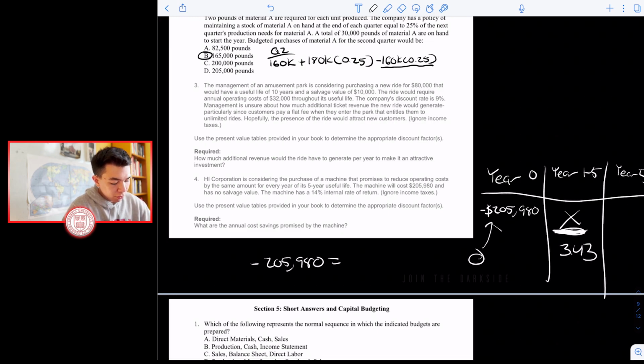So what I'm going to do is negative 205,980 should equal X times 3.43. We get a grand total of $60,000. So in essence, in order for this machine to generate a 14% return, we must earn $60,000 per year. So that's how you do question number 4.